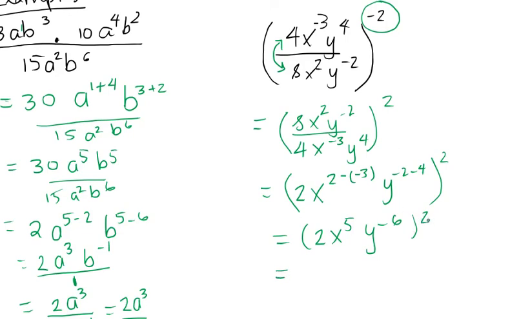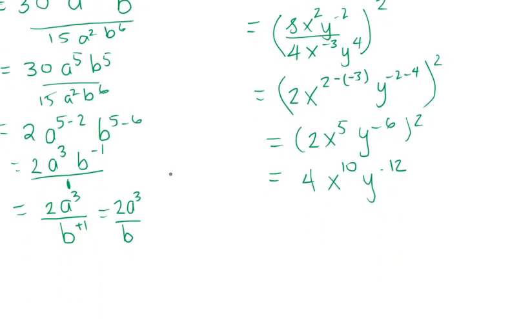So now the 2 is going to apply to each term in this product, or each component of the product. So 2 squared is 4. X to the power of 5 to the power of 2 is x to the power of 10. Y to the negative 6 to the power of 2 is y to the negative 12. So same thing here. Having a negative exponent is unsightly in an answer. So we're going to bring the y to the negative 12 to the denominator to make its exponent positive. So this becomes y to the 12.